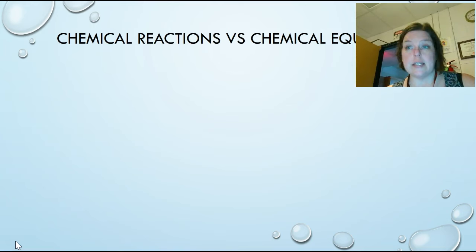Phase symbols: we have four phase symbols, an S, an L, a G, and an AQ. Those phase symbols are really important to us because they identify what is happening chemically. S stands for solid, L stands for liquid, G stands for gas, and AQ stands for aqueous solution. Those are really important to include, especially when we're talking about precipitate reactions and other reactions where we're trying to figure out the driving force and what's really going on and whether or not they happen.